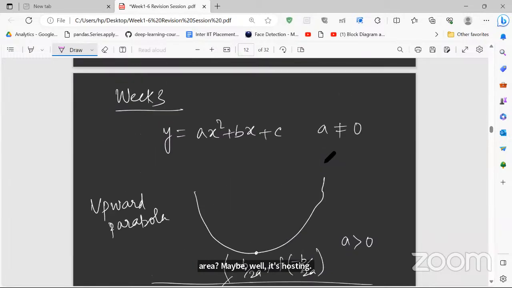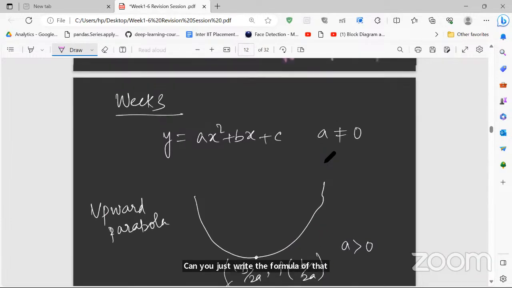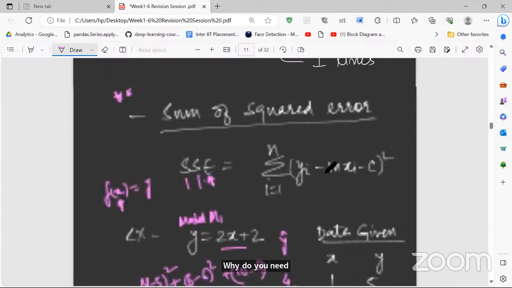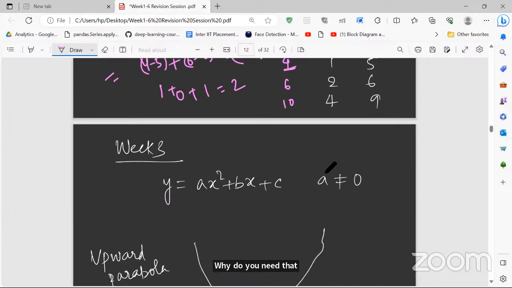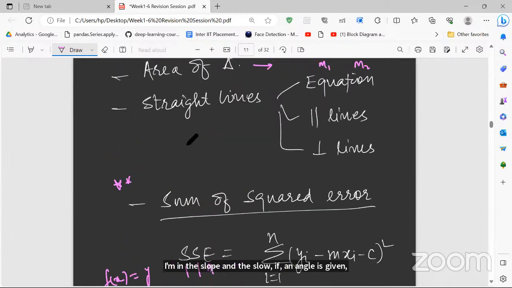Let's move to the third thing. Can you write the formula of tan alpha? Why do you need the tan alpha formula? Tan alpha, or theta, means the slope. If an angle is given, then to find the slope, tan alpha gives it. If you have been given the angle, the tan value of that angle itself is the slope. If you have 30 degrees, then tan 30 itself is your slope. This is M1.